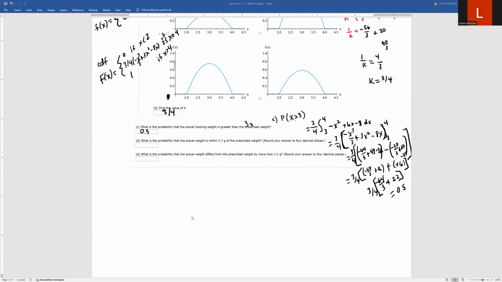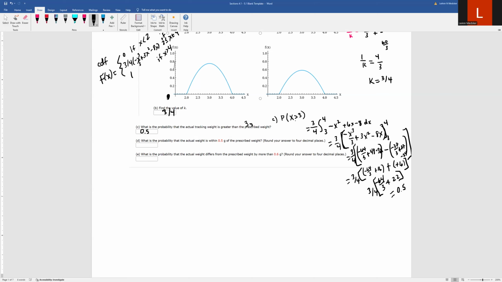Okay, so I had to do a second part on this question. My audio got corrupted for some reason when I started part D. So this one says, what is the probability that the actual weight is within 0.5 grams of the prescribed weight?